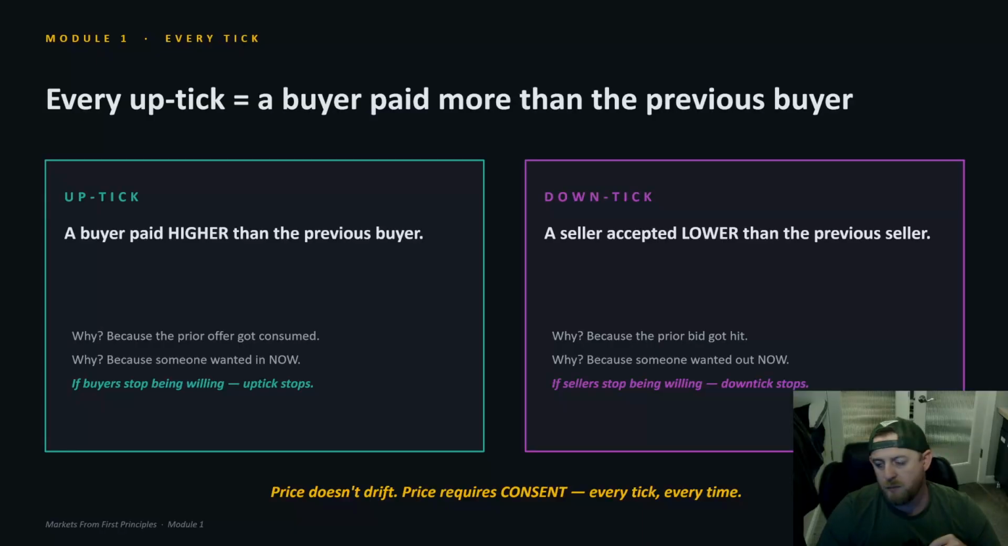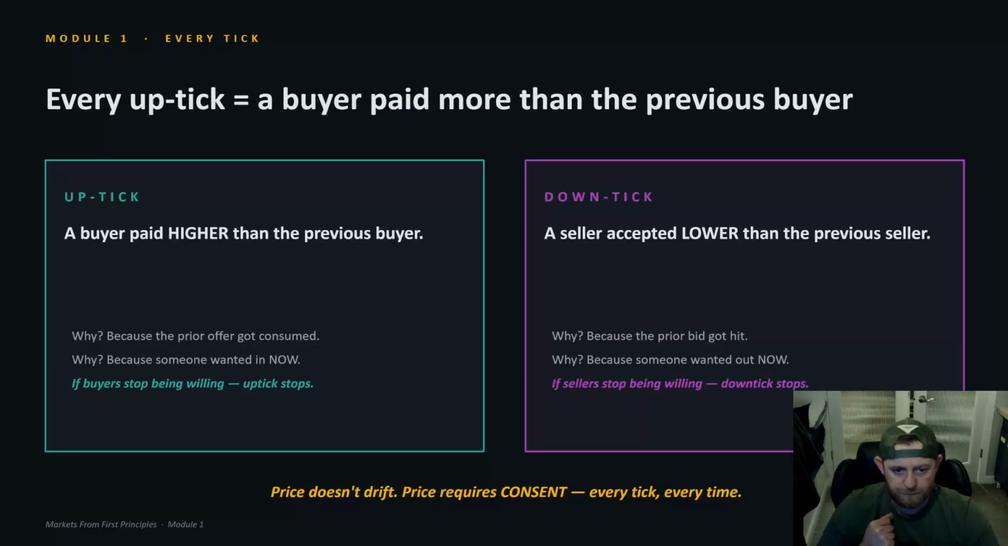Okay, so buyers pay a higher price. Why? The previous offer was consumed by the person in front of them. And why? Because somebody had to be aggressive and cross the spread because they wanted to hit buy right now. They weren't willing to wait. As soon as those buyers in the market stop being willing to be aggressive and cross the spread and they get patient, that movement up stops.